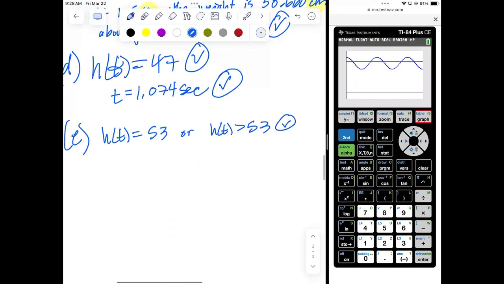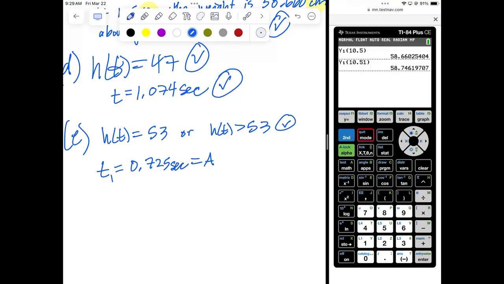So here we go. We're going to find 3 points of intersection. So the first one is going to be the first one that we see. Second trace, number 5, enter, enter, and I'm going to scroll over to it, enter. All right, so that's 0.725 seconds. I want you to report it, but now I'm going to store it as A, and I'm going to call it A on my paper. So remember to store it. Go second mode, that's quitting, and then just hit X stow alpha A. Boom. And now it's in there.